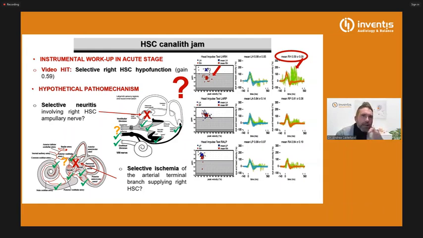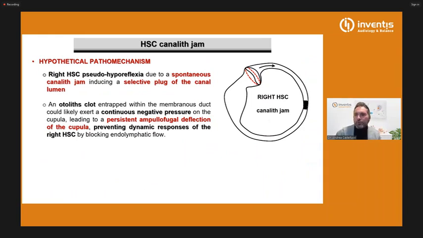It was an intralabyrinthine process, and we hypothesized this right horizontal canal pseudo-hyperreflexia was due to a spontaneous canal gem inducing a selective plaque of the canal lumen. And this otolith clot that was entrapped within the membranous canal, in our opinion, could likely exert a continuous negative pressure on the cupula, leading to a persistent ampullofugal deflection of the cupula, leading to a paretic nystagmus, because of continuous inhibition of this canal and preventing dynamic response of the right horizontal canal by blocking endolymphatic flows.